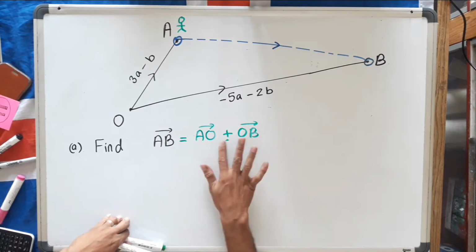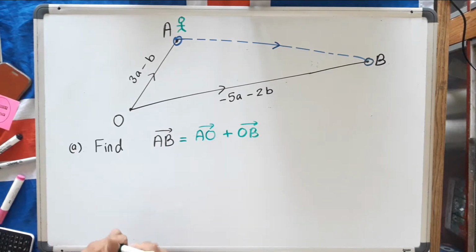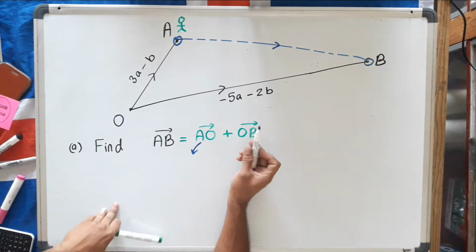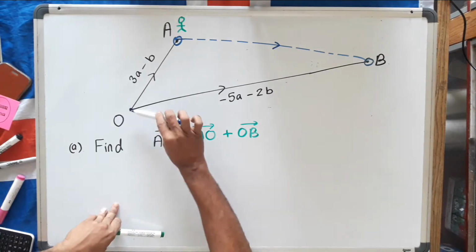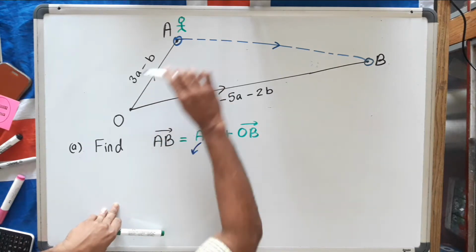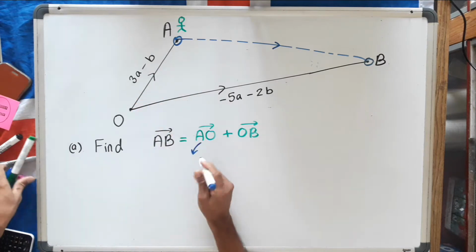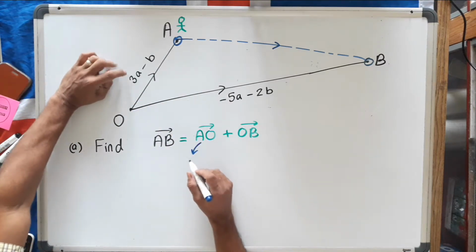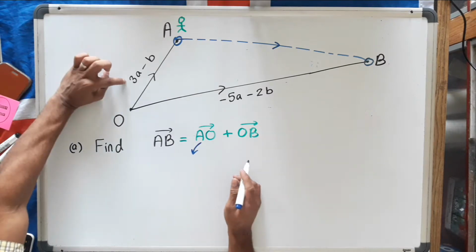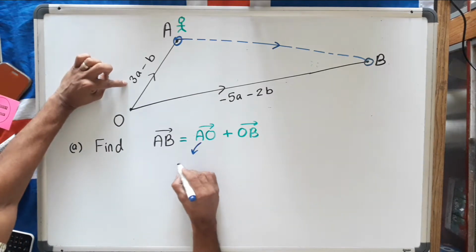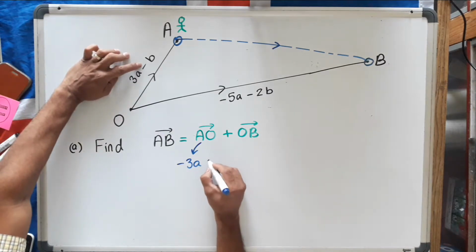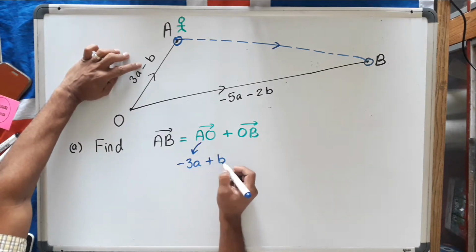So A to O. What's the value of A to O? Well, I'm trying to trick you here, because I gave you the value from O to A. You are going to walk from A to O. You are walking against the arrow. So what do you need to do with the signs? Anytime you walk against the arrow, you have to make all the signs the opposite. The opposite of positive 3A is minus 3A, and the opposite of minus B is positive B.